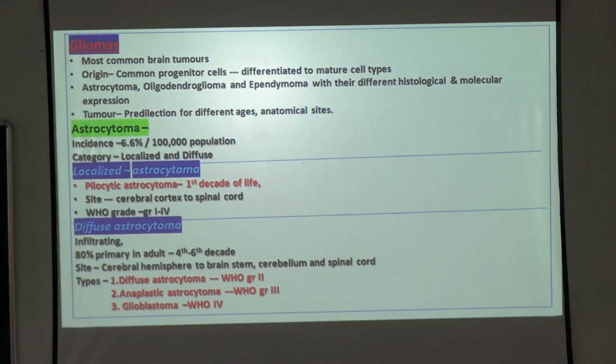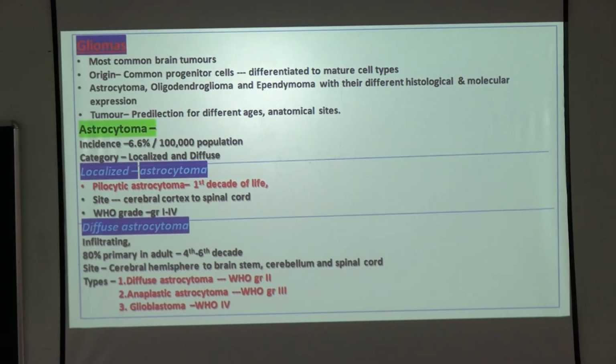Now, a few salient features of these tumors. Glial tumors are astrocytoma, oligodendroglioma, ependymoma. Astrocytoma is a very common tumor. They are graded from grade 1 to grade 4 due to their cellularity, cellular pleomorphism, mitosis, hemorrhage and necrosis.